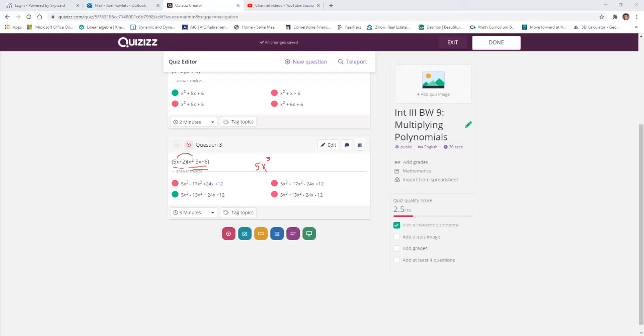Then I have 5x distributed across the negative 3x. That's going to be negative 15x squared. And finally, I take the 5x times the positive 6, and that gives me 30x.